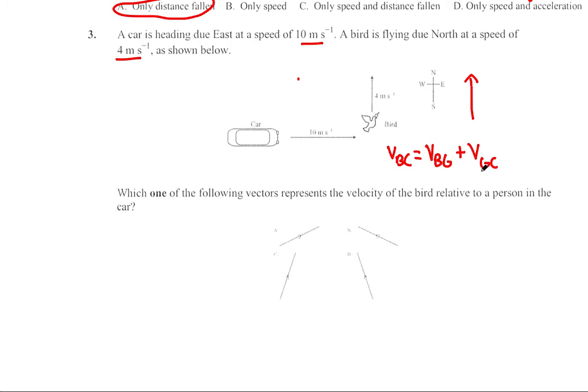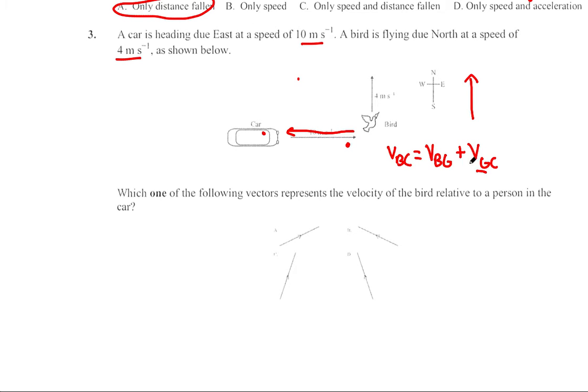But this vector, the velocity of the ground relative to the car, you can imagine if you were standing right here on the ground, and the car's coming at you. If this is the velocity of the car relative to the ground, then if you were in the car, what you would see is that the ground is moving towards you.